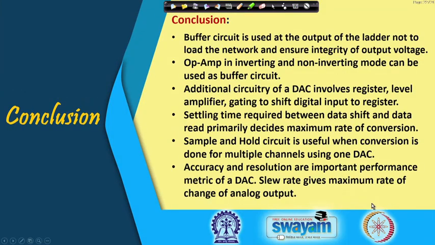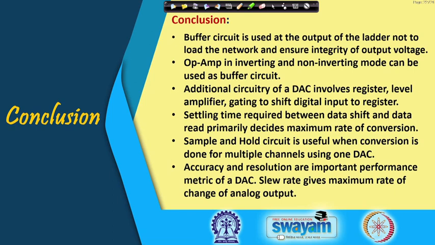So, with this we come to the conclusion of this particular class. What we have seen is that a buffer circuit is used at the output of the ladder so as not to load the network and to ensure integrity of output voltage. Op amp in inverting mode and non-inverting mode can be used as a buffer circuit. And we need additional circuits for a DAC, which involve a resistor, a level amplifier, and a way to shift digital input to the resistor, and that makes the DAC fully functional. Settling time required between data shift and data read primarily decides the maximum rate of conversion. And sample and hold circuit is useful when conversion is done for multiple channels using one DAC.